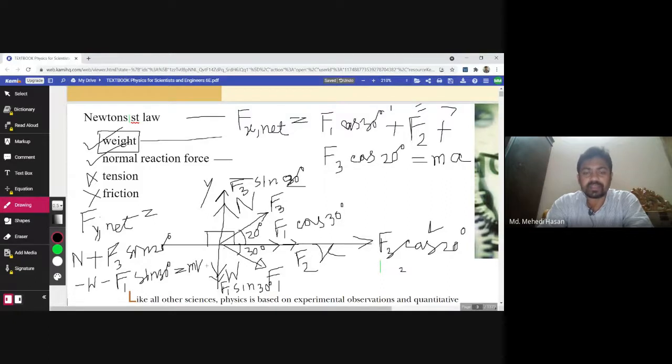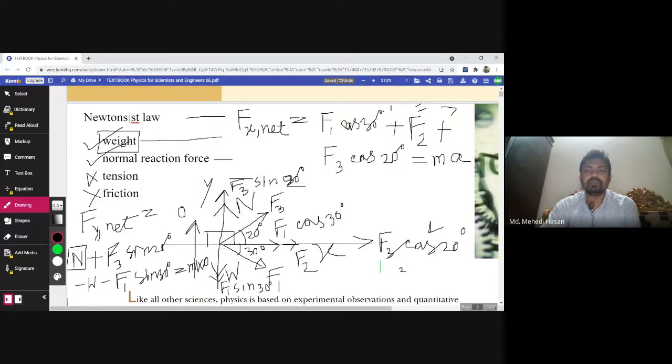There is no acceleration along the y-axis, so m into ay, that means m into 0, so this part will be 0. From that equation, if the mass is given and F1 and F3 are given, you can easily find out N, the value of the normal reaction force. So the normal reaction force by the surface, how much force the surface is exerting on the object, you can find that too. So the question was like that.